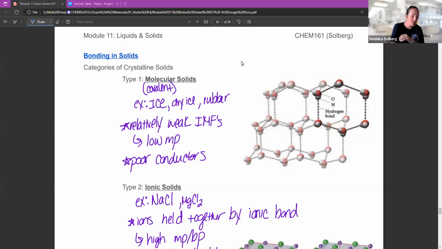All right, this last little section about solids has to do with the bonding within solids and melting and boiling points and things like that. So when we're talking about solids, there's actually 4 different types of solids. It depends on what kind of bonds are in there, and again, what type of intermolecular forces are in there.